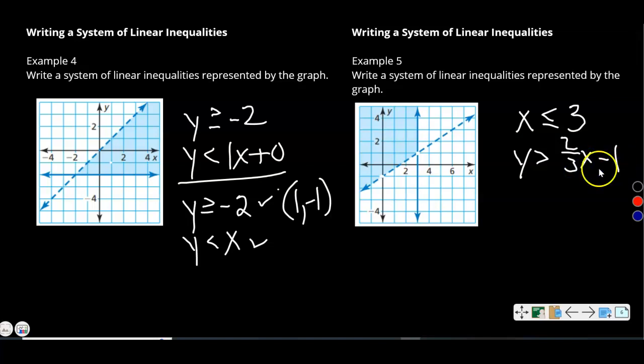All right, again, it's good to choose a point. This time you can choose 0, 0. So is 0 less than or equal to 3? Yes. Is 0 greater than 0 minus 1? Is 0 greater than negative 1? Yes. So that's easy to check if you choose the origin, or 0, 0.